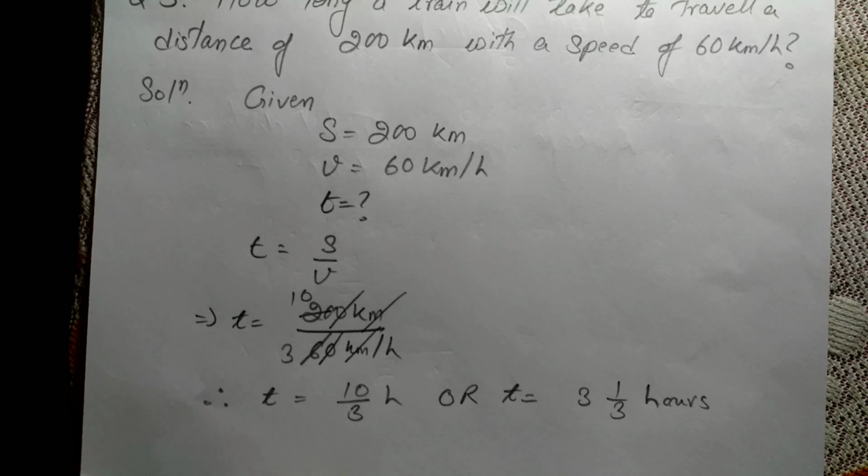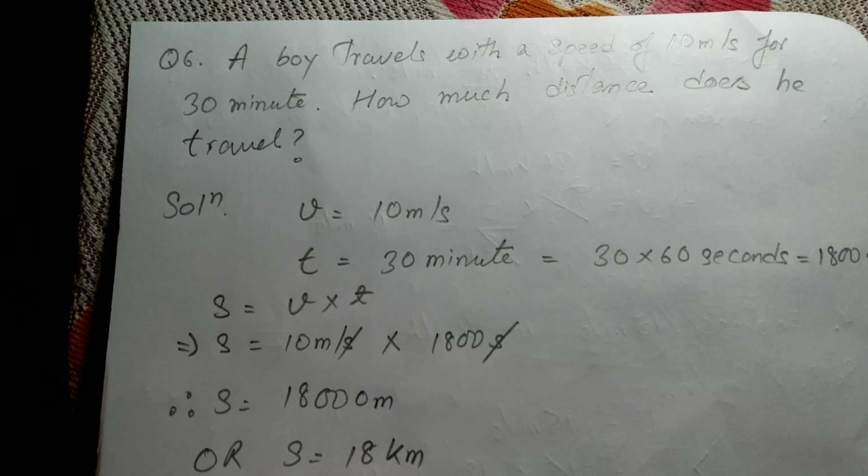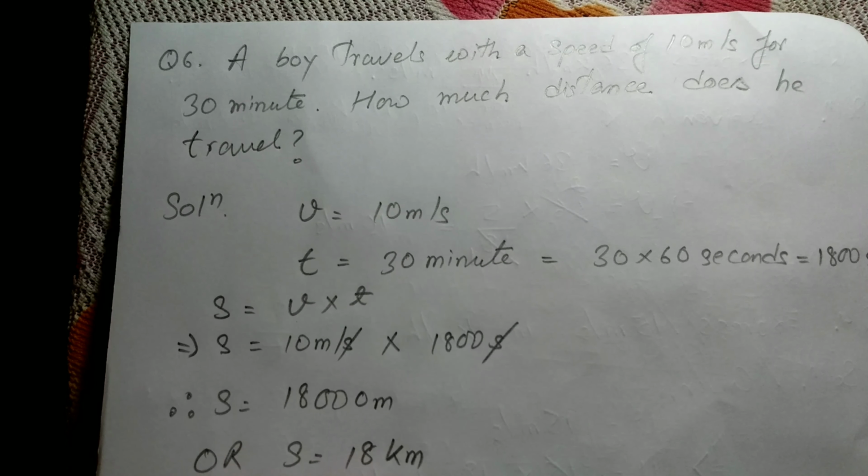Now the next question, which is number 6. In question number 6, this is the last question from chapter number 1. A boy travels with a speed of 10 meter per second for 30 minutes. Again, the time is not matching. Here speed is given in meter per second, whereas time is given in minutes. So how much distance does he travel?